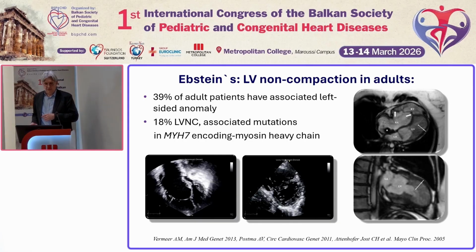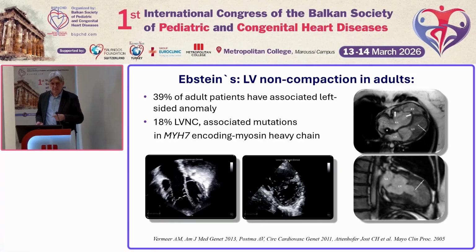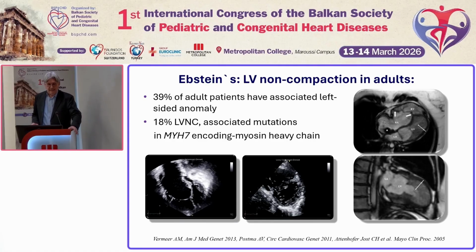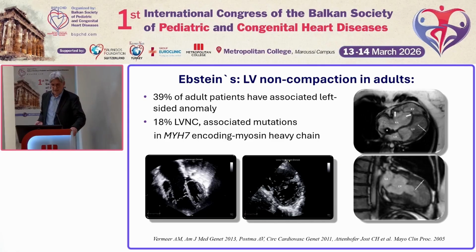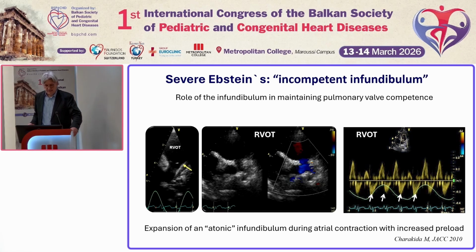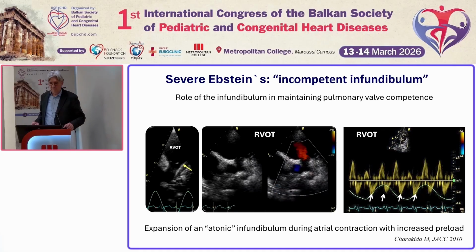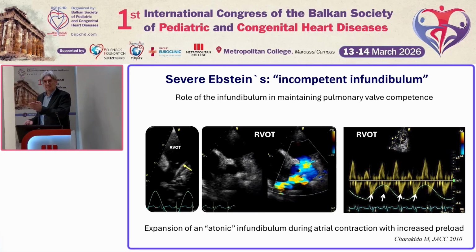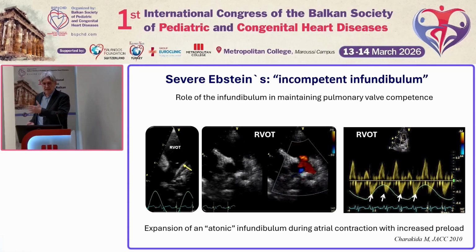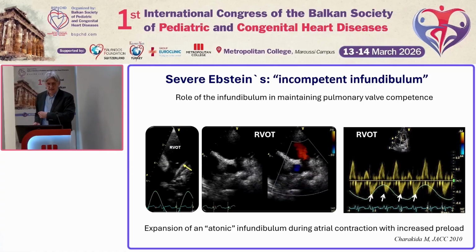And this is what I told you about. Up to 39% of adult patients have an associated left-sided anomaly, and we know there is this typical association of LVNC mutation with the genetic disorder. Extreme Ebstein's have the typical right ventricle dysfunction. We call it incompetent infundibulum. They may have a normal pulmonary valve but clinically present with severe pulmonary regurgitation. And that's also very important in fetal age.